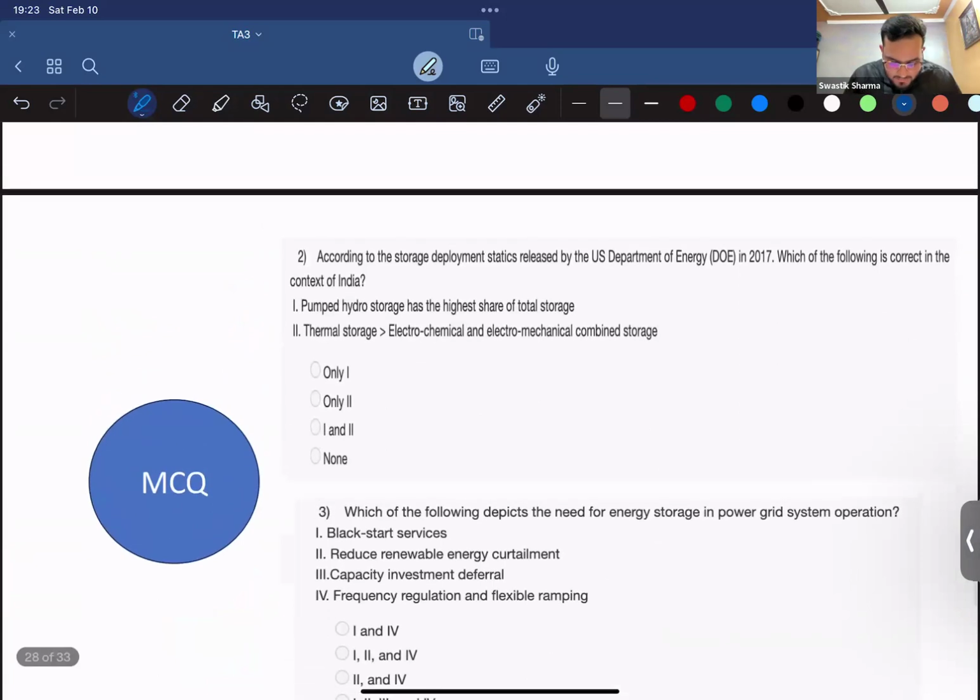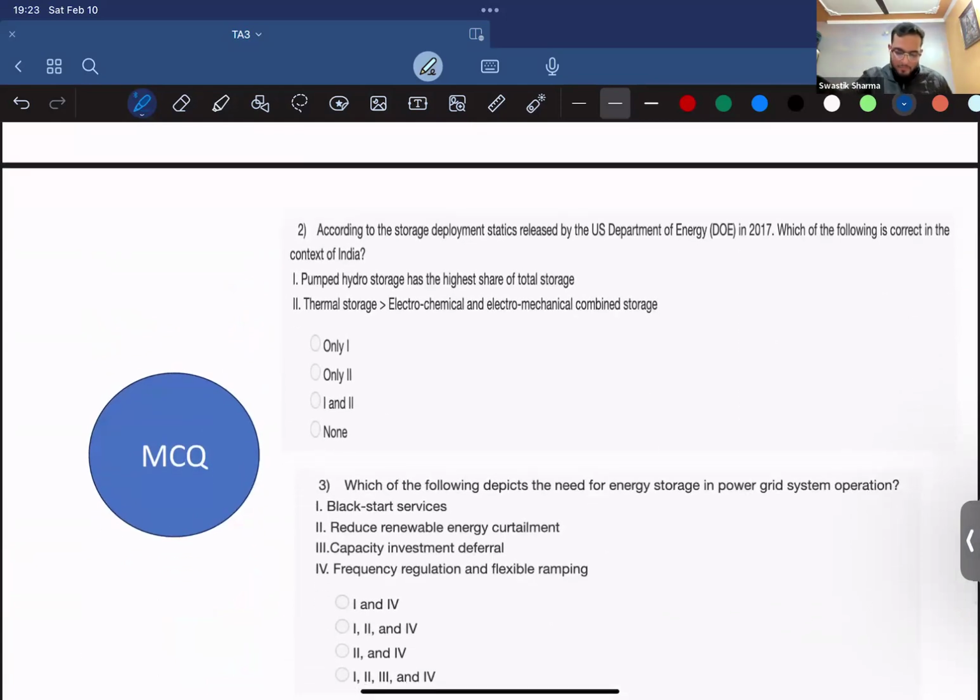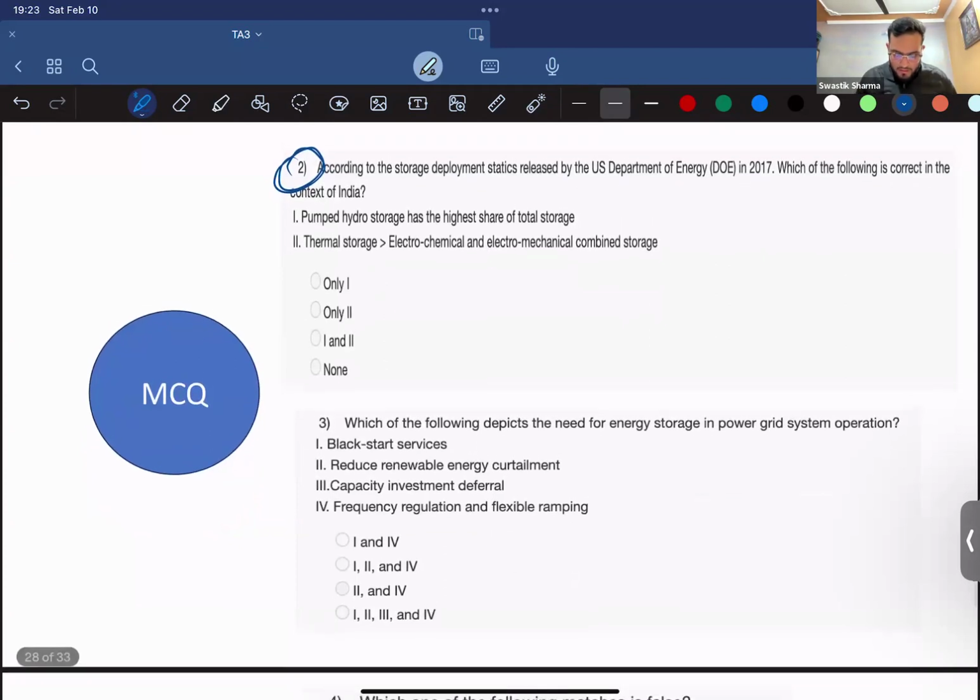So next question. According to storage development deployment statistics released by the US DOE, which of the following is correct for India? P, pumped hydro storage has the highest share of total storage, and thermal storage is greater than electrochemical and electromechanical combined storage. Can anyone tell me which one is correct? Yeah, let's comment at the end. It's something that I didn't cover.